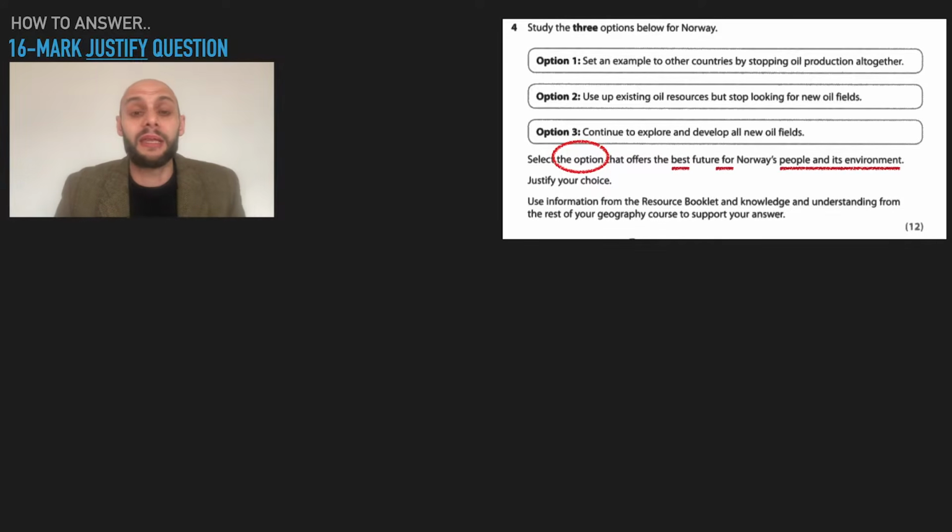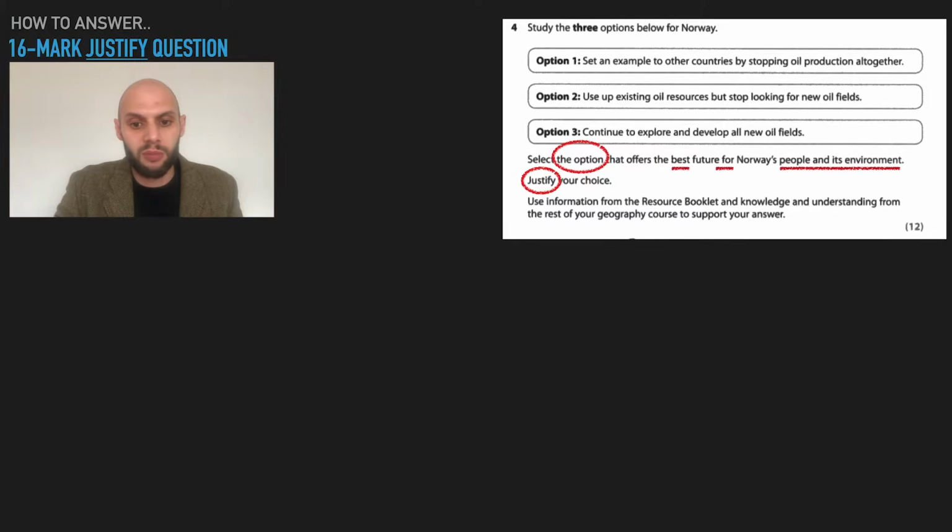and its environment. Now your question might say something along the lines of pick the option which is best for the population, pick the option which is best for the environment, pick the option which is best for the economy, or it might say people and the economy, people and the environment. Make sure you are aware of what you are choosing the option for. That is the most important thing. So make sure you underline what am I looking for, what is it best for, what is this option for.